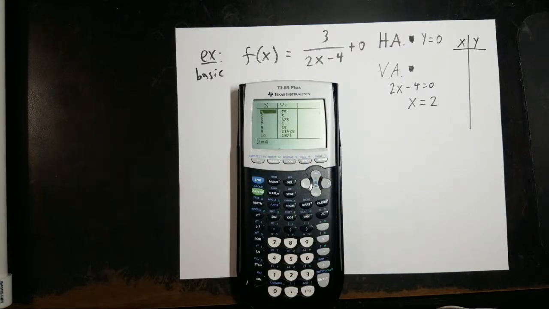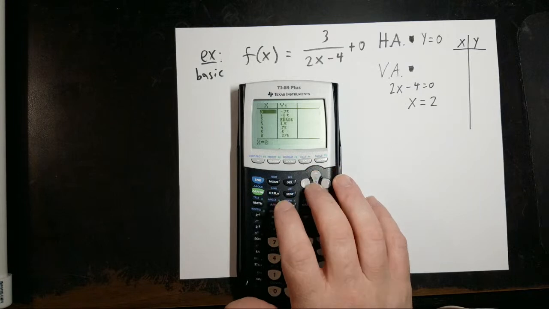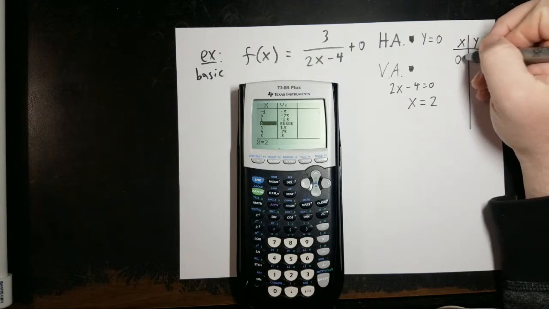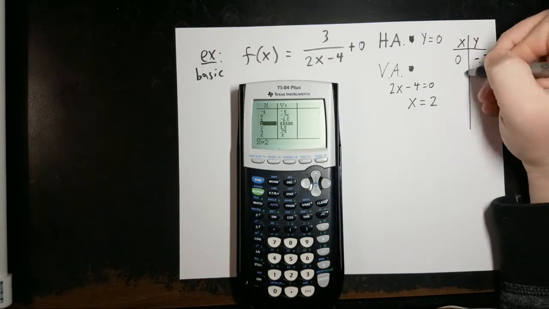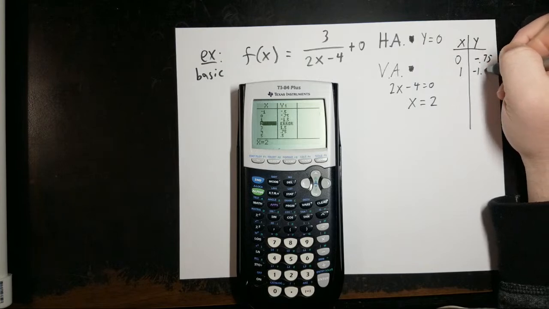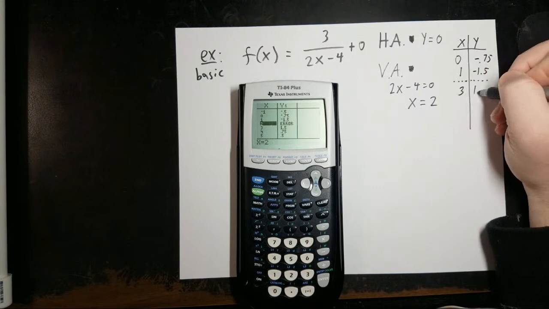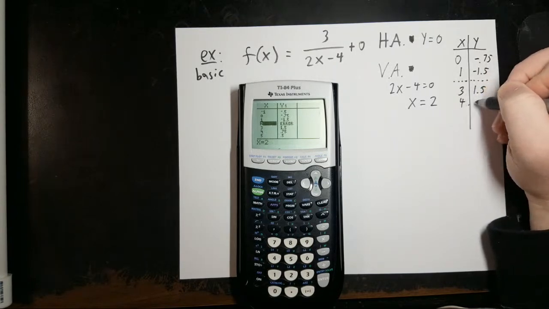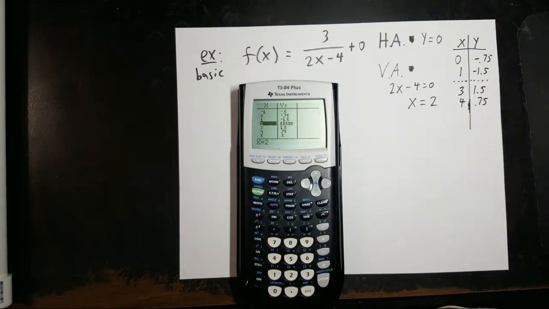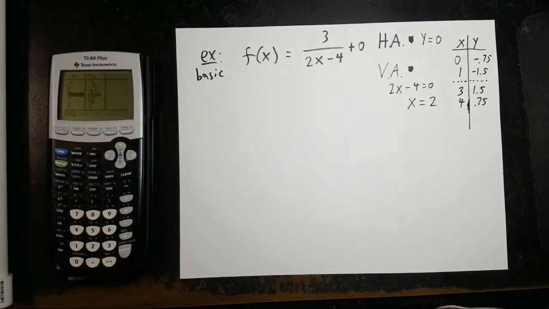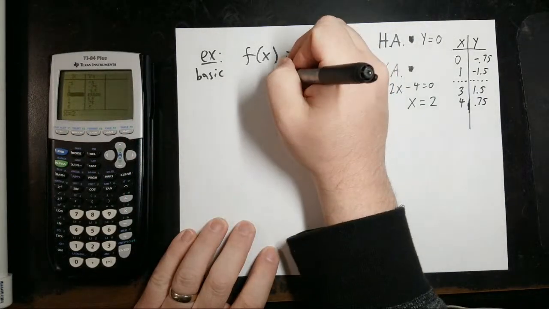If I go to my little table of values here, I'm going to try and focus it around where that vertical asymptote is. 0 and negative 0.75, 1 and negative 1.5. There's the asymptote. 3 and 1.5, 4 and 0.75. Looks about right. Let's graph this thing out.